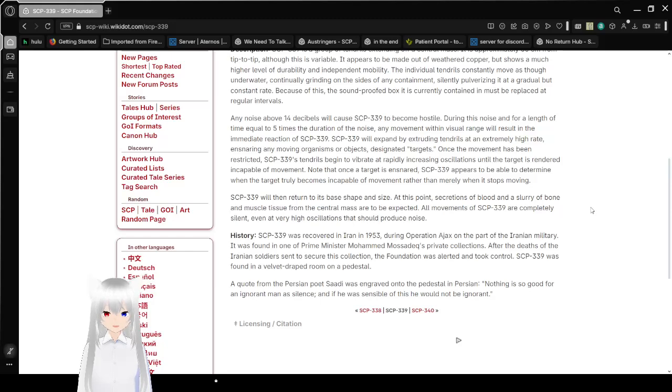SCP-339 will expand by extruding tentacles at an extremely high rate and snaring any moving organisms or objects as it targets. Once movement has been restricted, SCP-339's tendrils begin to vibrate at rapidly increasing oscillations until the target is rendered incapable of movement. Note that once the target is ensnared, SCP-339 appears to be able to determine when the target truly becomes incapable of movement, rather than merely when it stops moving.